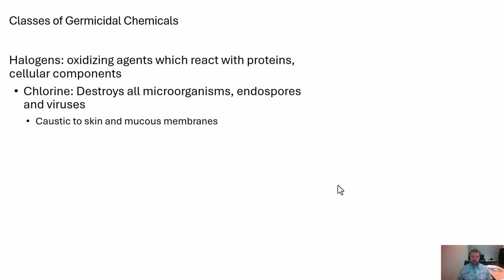The halogens, so if you look at a periodic table and you go down the list of halogens, they are used often because they react with proteins. They're oxidizing agents. They'll bind up to a protein, change the shape of the protein, that denatures it. The protein's no longer functional, and the organism, if it was an enzyme that was needed, or if it's part of the electron transport chain or system, doesn't work anymore. And so it does a great job on even endospores and viruses.